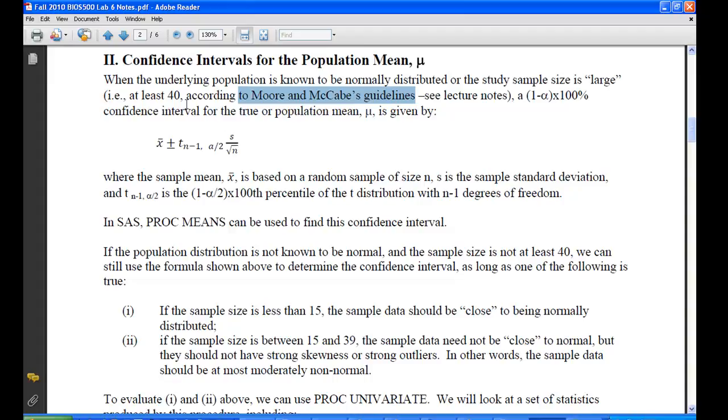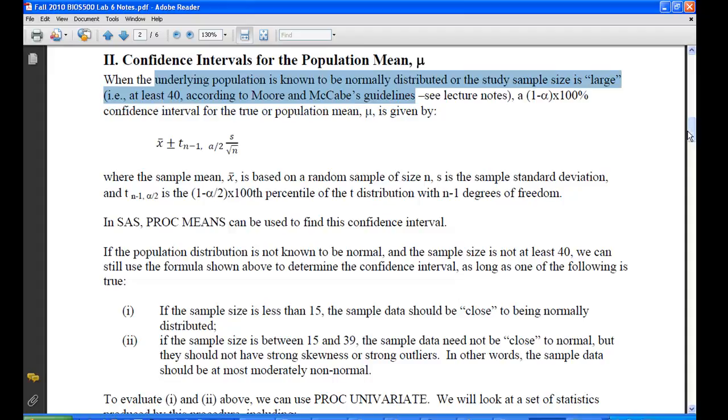Alright, so it's going to be quite easy actually to get SAS to produce this calculation for us. The difficult part is making sure this calculation is appropriate. In other words, the difficult part is making sure that you're comfortable with the assumptions for this calculation. Again, the assumptions are underlying population normally distributed, or sample meets Moore-McCabe guidelines.